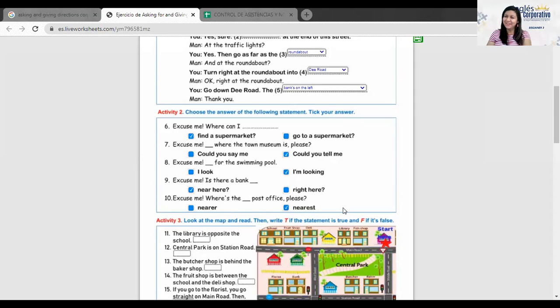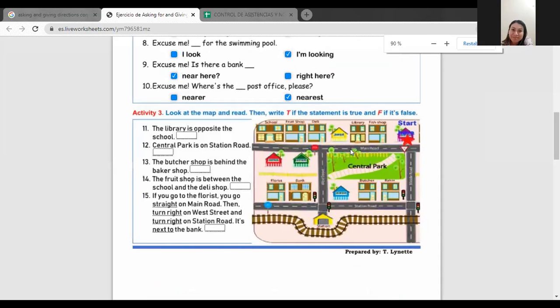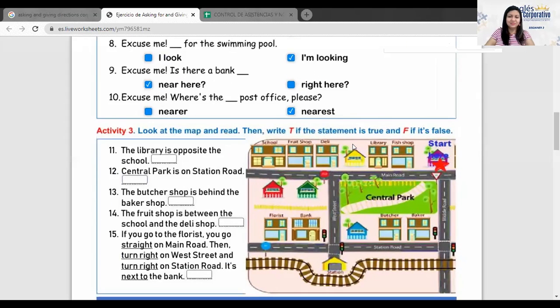Very nice. Look at the map and read. Then write T if the statement is true and F if it's false. The library is opposite the school. Pero no sé si la ven. Now? What is the school? The school is here, and the library is here. The library is false.